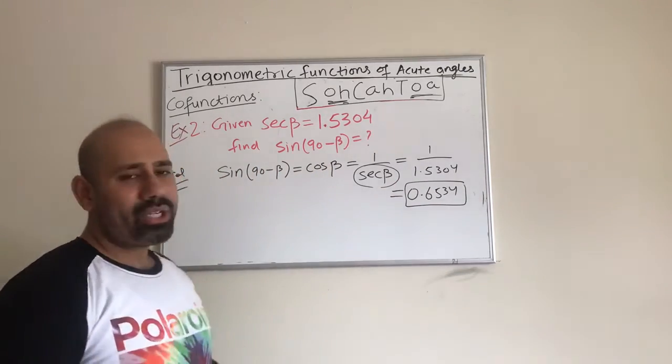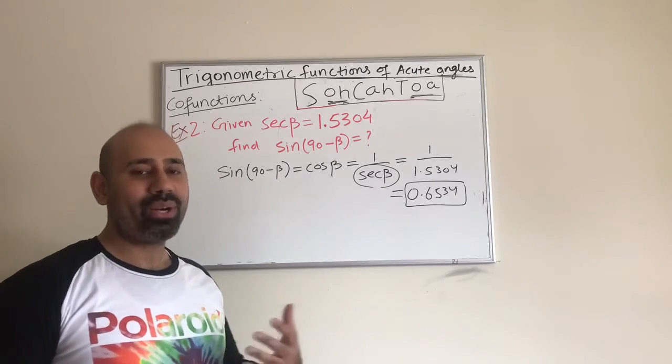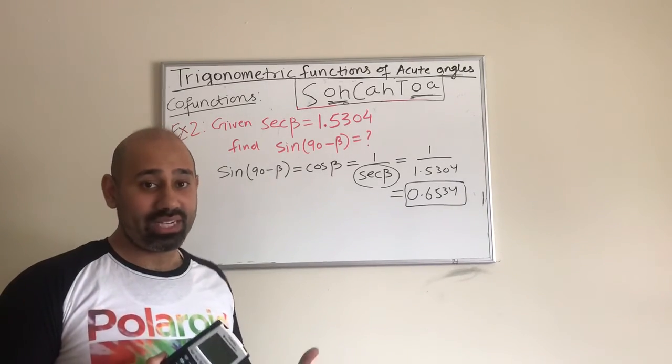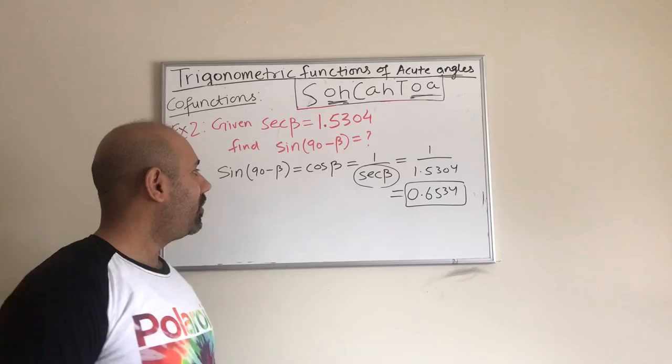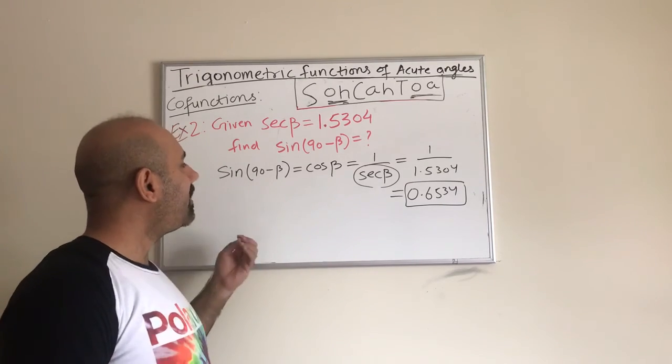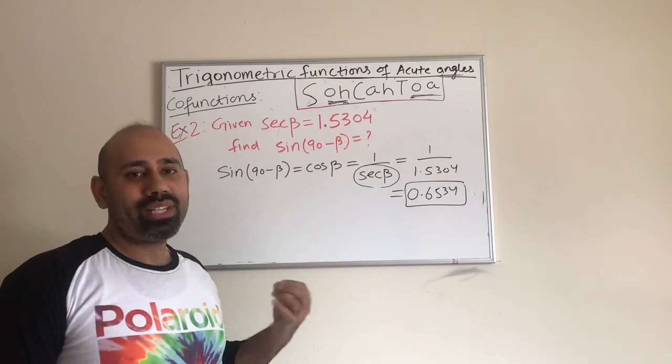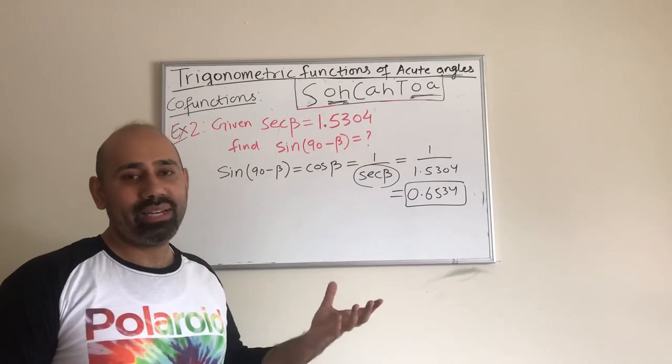So guys, these are not too complicated. All you have to remember, or you have to understand, is how to get the cofunction identities, and then from there you can figure these out. Of course, there's little thinking involved, there's little mathematics involved, but nothing really crazy.